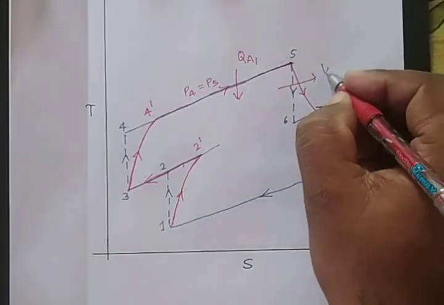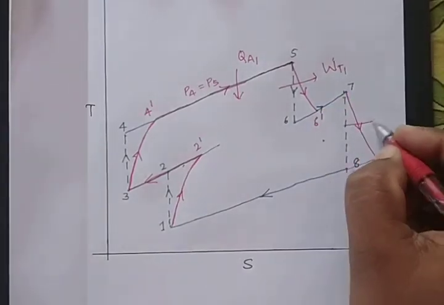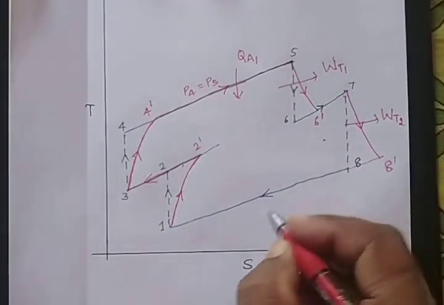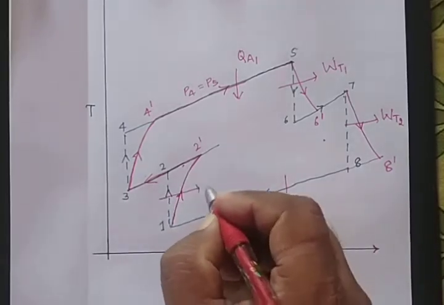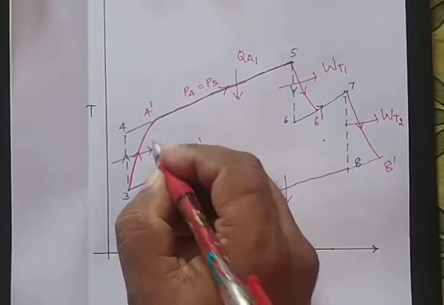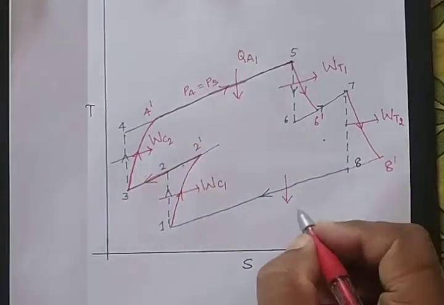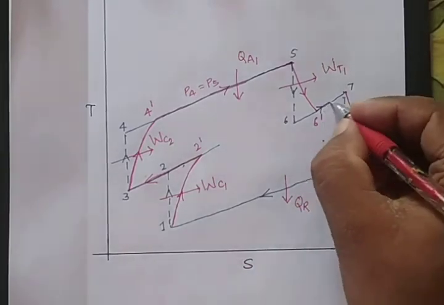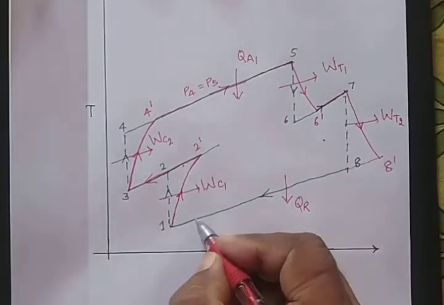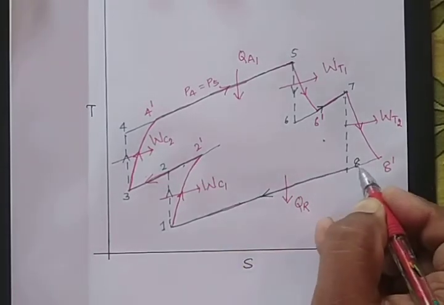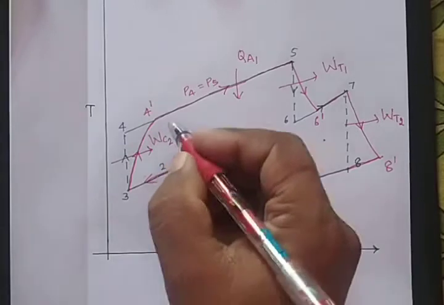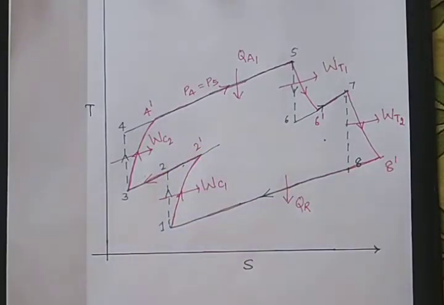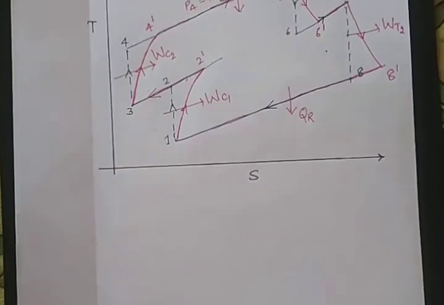So I will write this as WT1, WT2, then work of compression WC1, WC2, then heat rejected QR. Now with this TS diagram, let us calculate the things like what we have done in the previous problems.